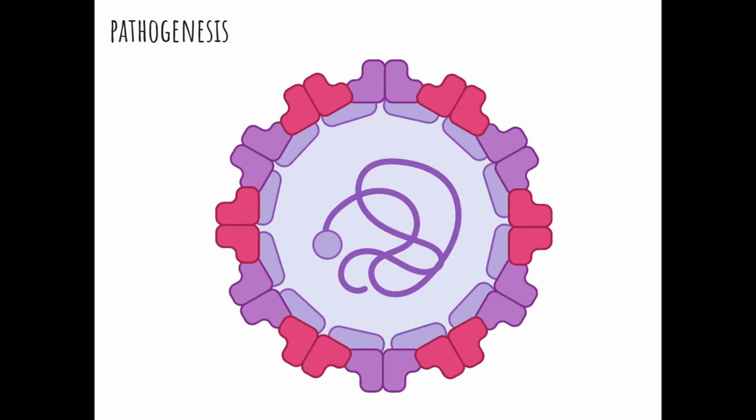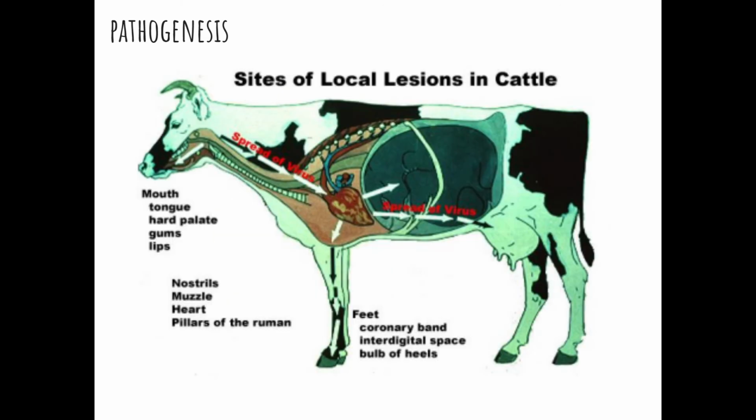For pathogenesis, the development of this disease could result from entryways in the mouth, nostrils, and feet. In this figure, we can see how the spread of the virus could affect the entire host in a matter of 7 days throughout the body, causing lesions in the listed areas such as the tongue, gums, bulb of heels, and other body parts.